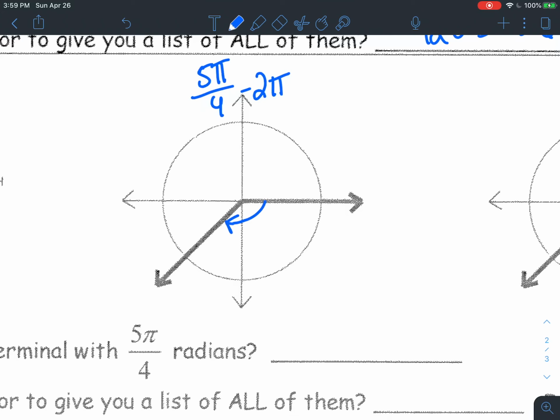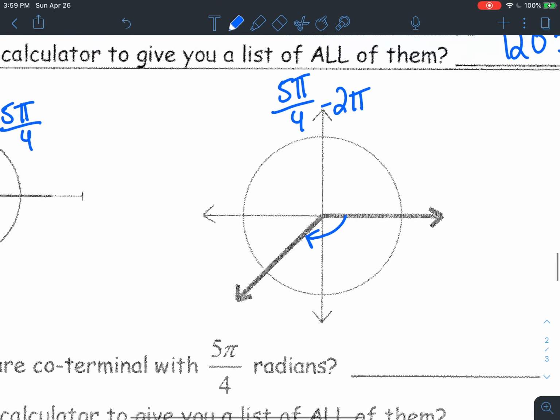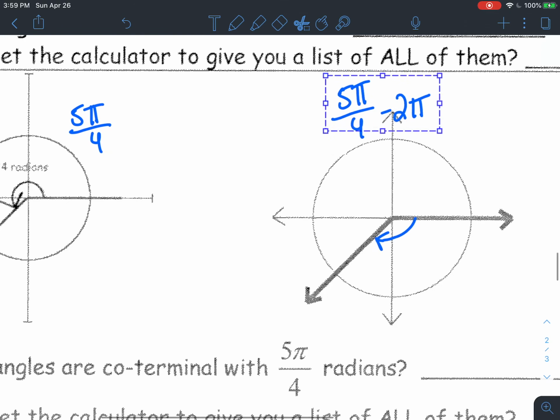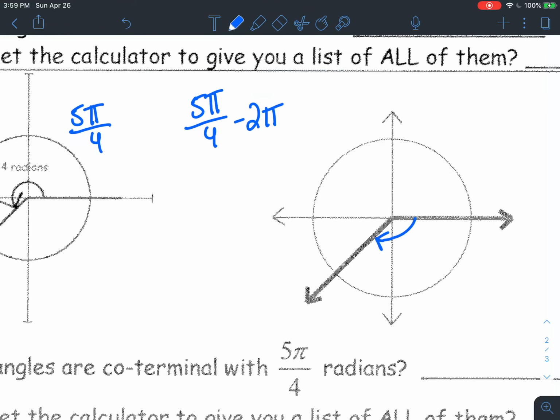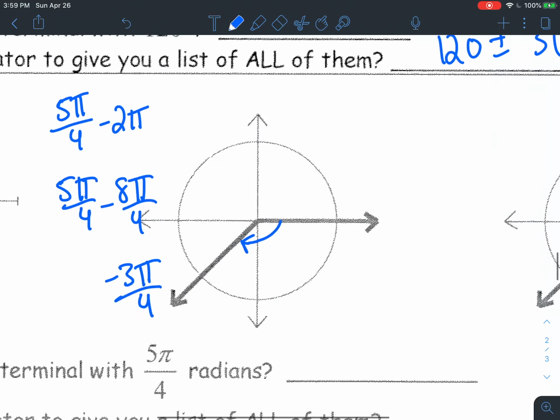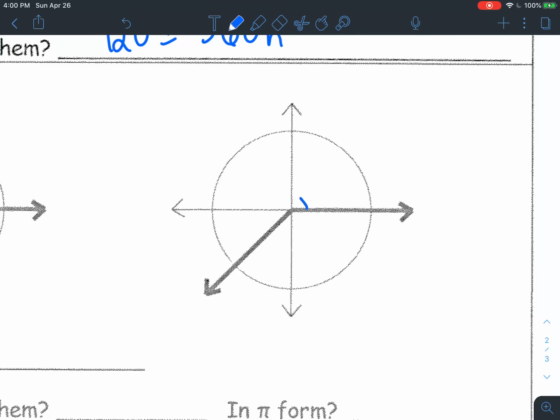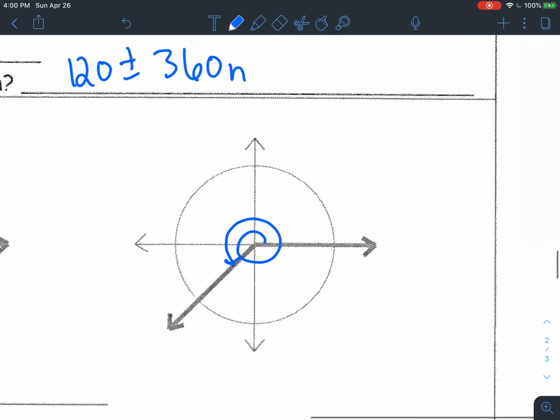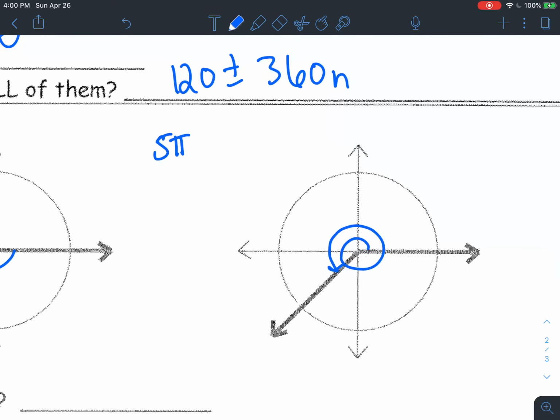Now for that, your fraction game will have to step up a little bit if you have forgotten it. I'm actually going to move this over here so I have something to work down. We have to find a common denominator. 5 pi over 4 minus 8 pi over 4. So this would be negative 3 pi over 4 for that angle. If I wanted to go 5 pi over 4 and then a full rotation on top of that, it would be my 5 pi over 4 plus 2 pi.